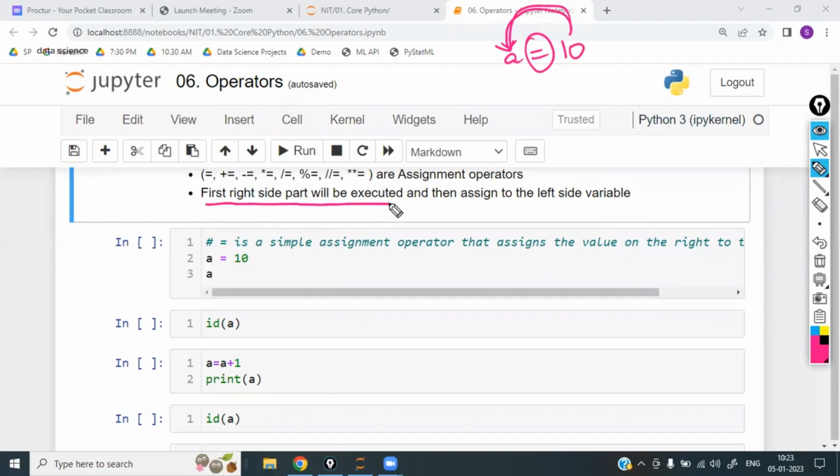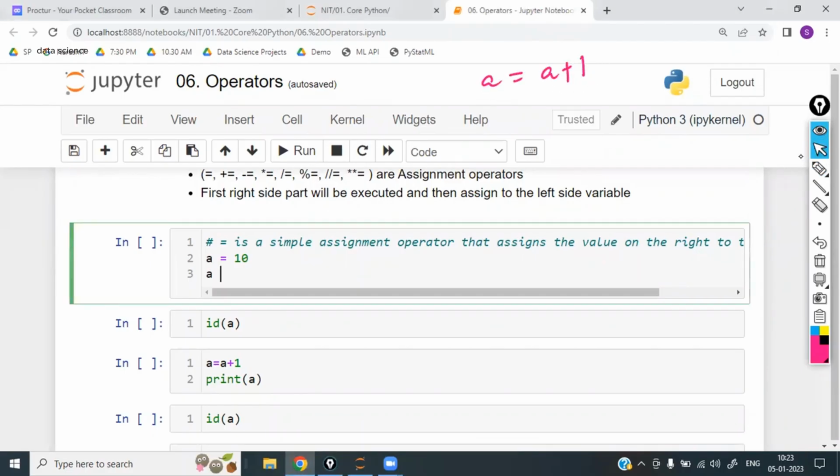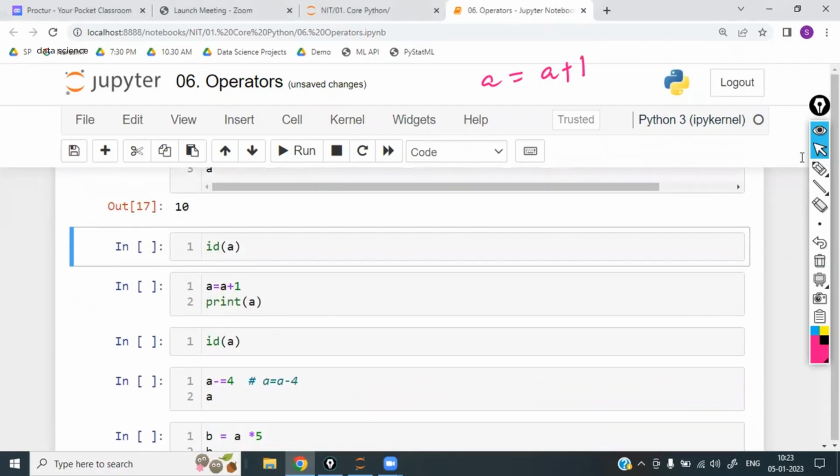First the right side part will be executed, then assigned to the left side variable. Whenever there is an equal to symbol, first only the right side part will be executed. After that it will be assigned to the left side variable, whatever variable is on the left side, right? Now similarly, A is equal to A plus 1. For example, I have executed A with respect to 10. A is equal to A plus 1 means 10 plus 1 is equal to 11. First 11 will be computed, after that it will be assigned to A.